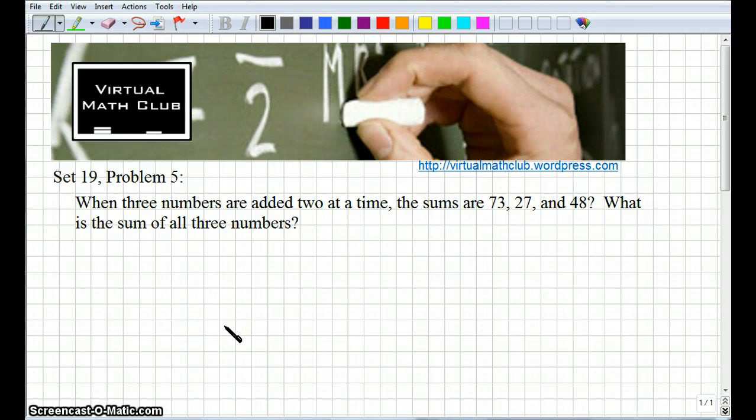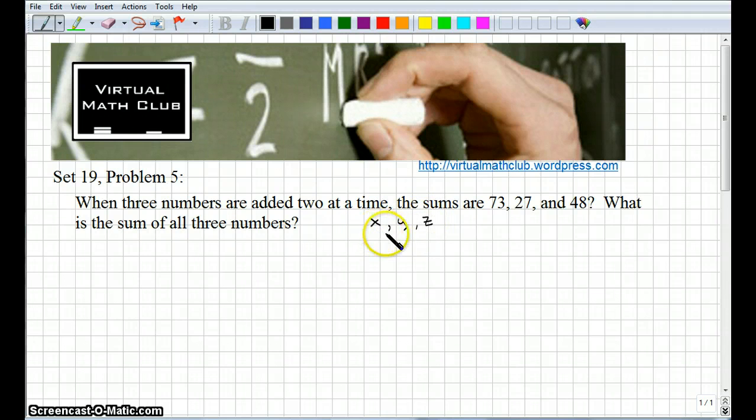Alright, problem number 5. When three numbers are added, two at a time, the sums are 73, 27, and 48. What is the sum of all three numbers? Alright, well, let's assign some variables. I'm just going to call the three numbers x, y, and z.